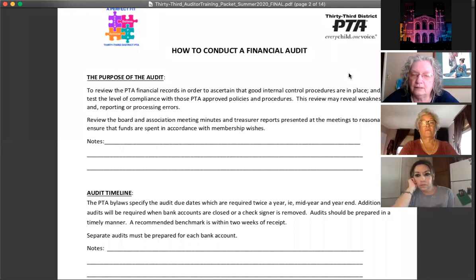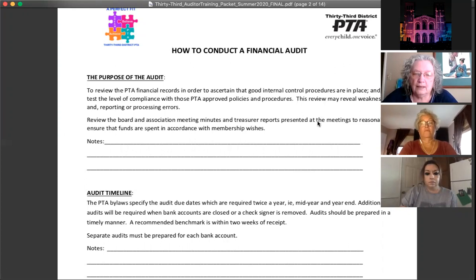In the last 2 nights, we've had treasurer training, and this was aimed at helping our units learn how to implement those procedures. And then during the audit, we test the unit's compliance with those procedures. And also, we review the board and associated meeting minutes and treasury reports presented in the meetings to reasonably ensure that funds are spent in accordance with membership wishes.